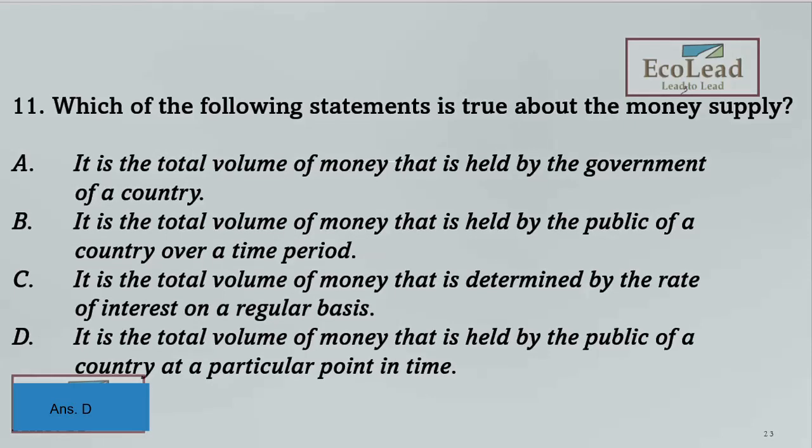Yes, option A is the correct. It is the total volume of money that is held by the public. Let us move to the next question.